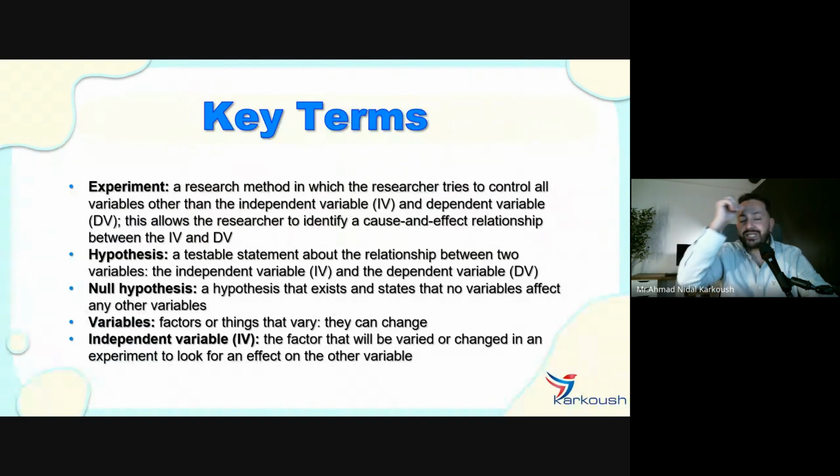So if you're testing, for example, plant growth, and the IV is the type of fertilizer you use, and that's something to keep in mind. So it's the type of fertilizer, and the DV is, technically speaking, what is affected.